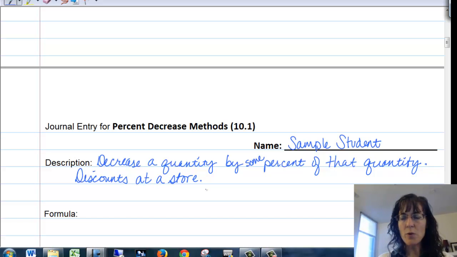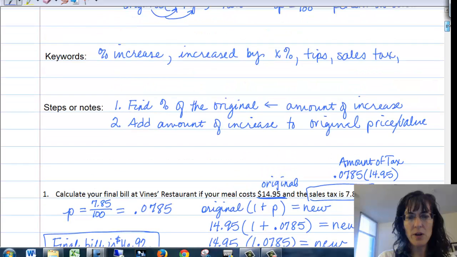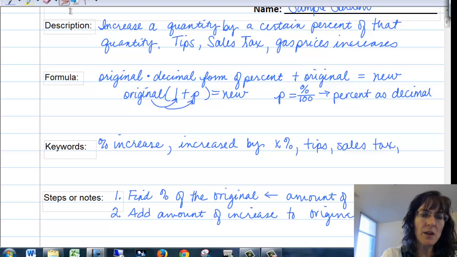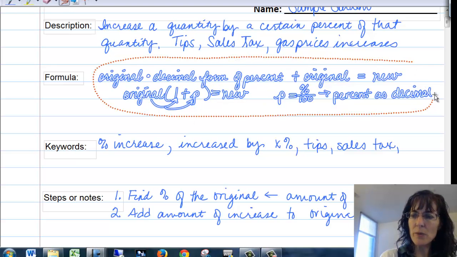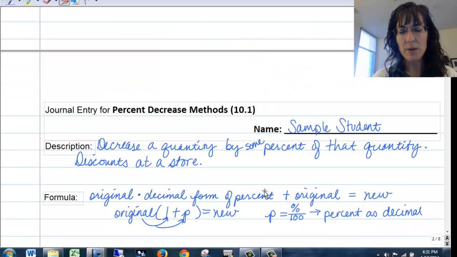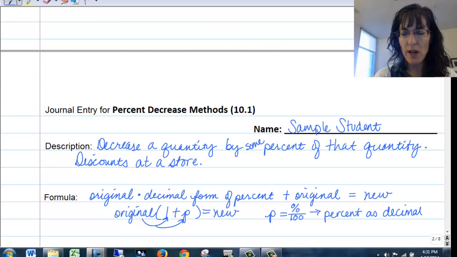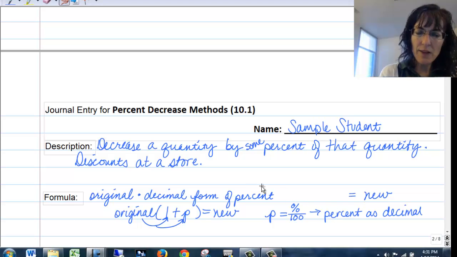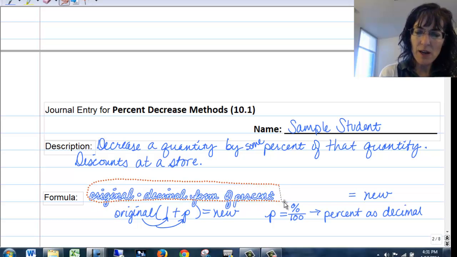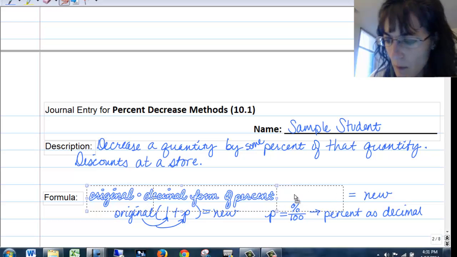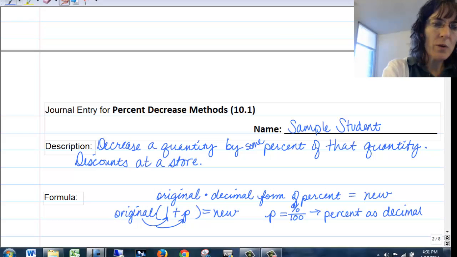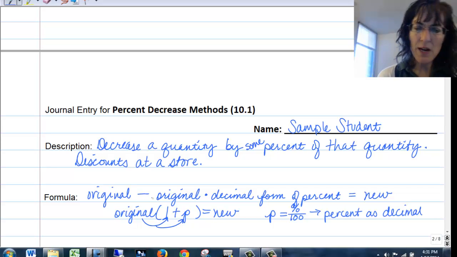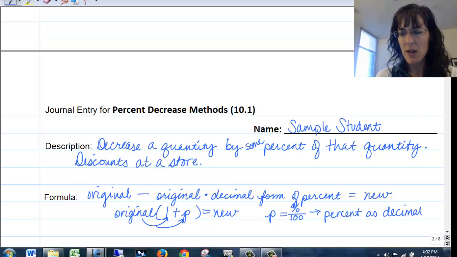Okay, and for the formula we had something pretty similar to what we had on the percent increase. I'm going to copy it, and then I'll paste, and then we can talk about what's changed. So the original times the decimal form of the percent, we still had to do that. And instead of adding the original back on, remember we're taking this because this is the amount of the discount or the decrease. So I'm going to slide that over there. And we were taking the original price or whatever minus that amount of the discount and coming up with the new.